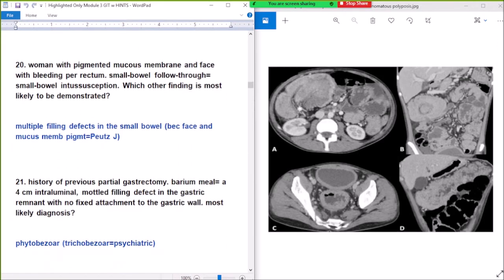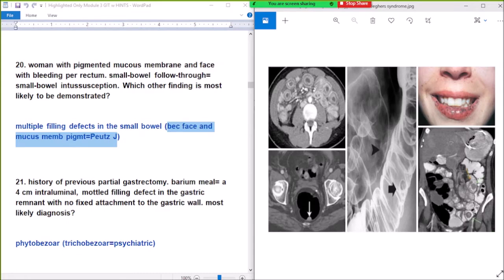Question number 20. Woman with pigmented mucous membrane and face with bleeding per rectum. Small bowel follow-through shows small bowel intussusception. What other finding is most likely to be demonstrated? Multiple filling defects in the small bowel, because face and mucous membrane pigmentation show Peutz-Jeghers syndrome. Okay, there are multiple polyps.